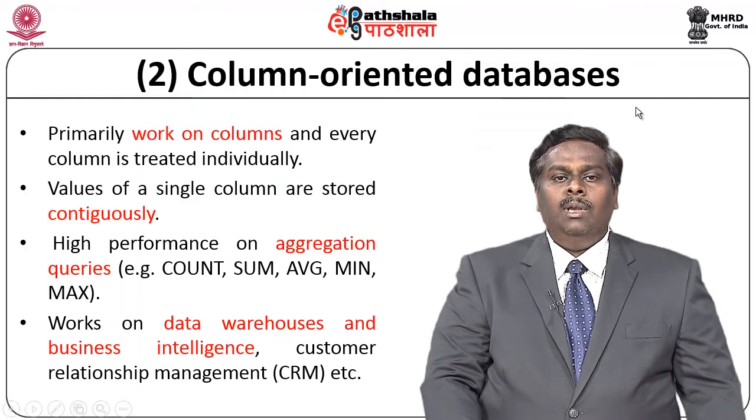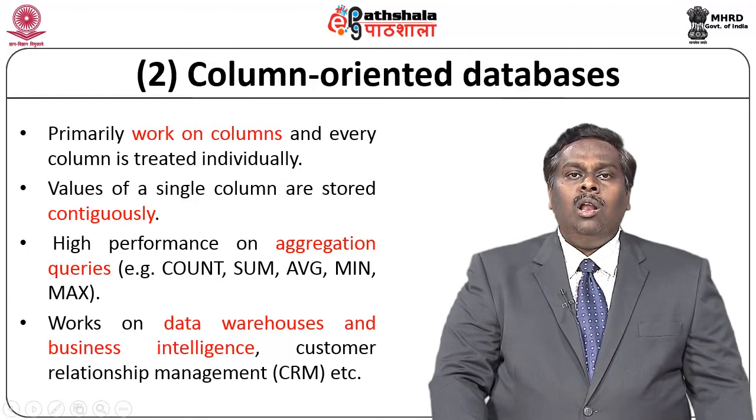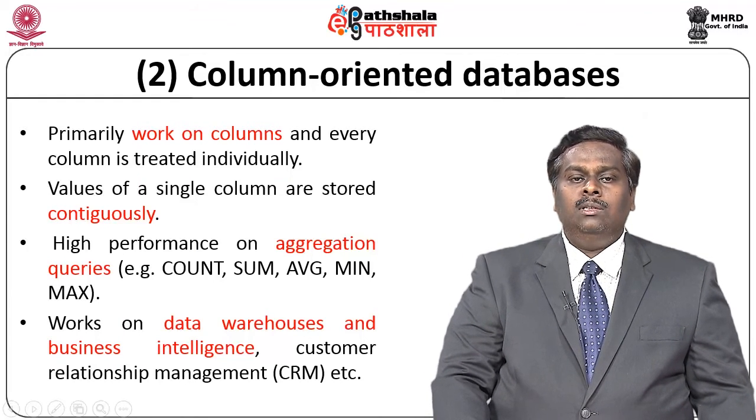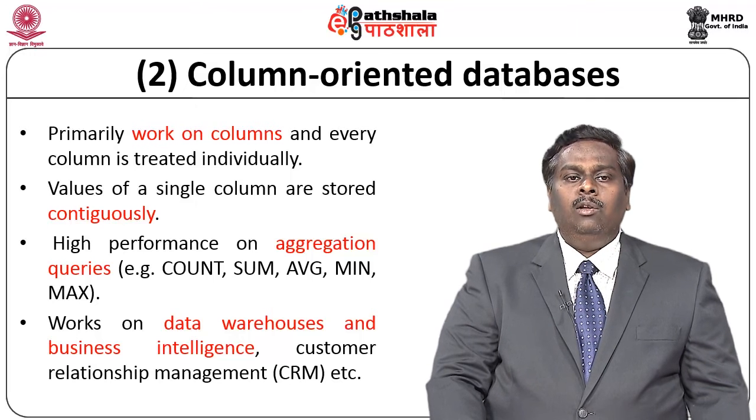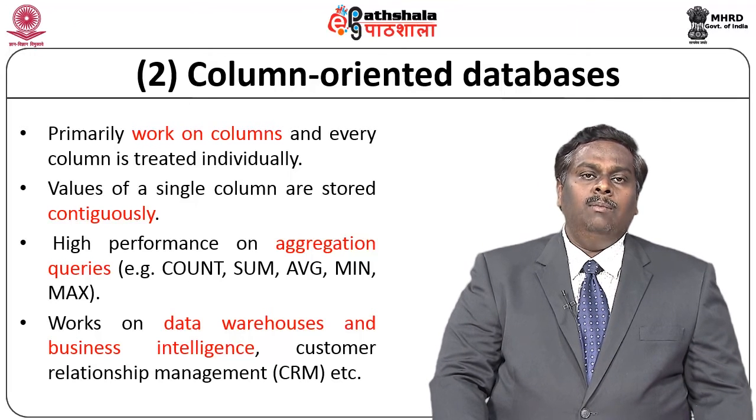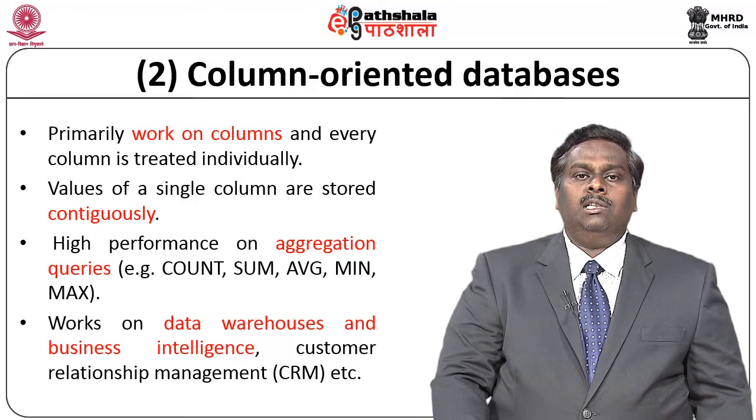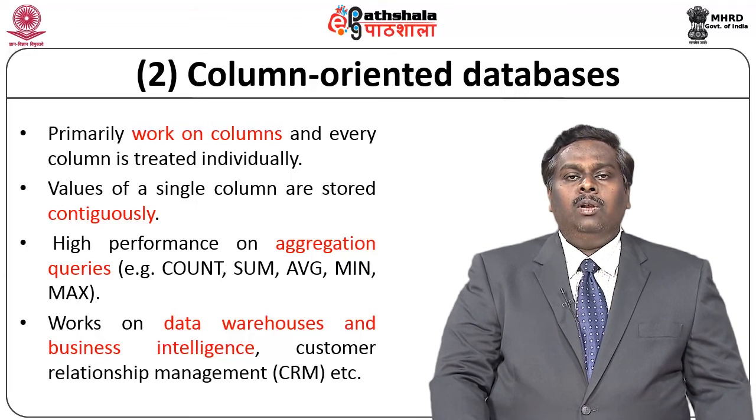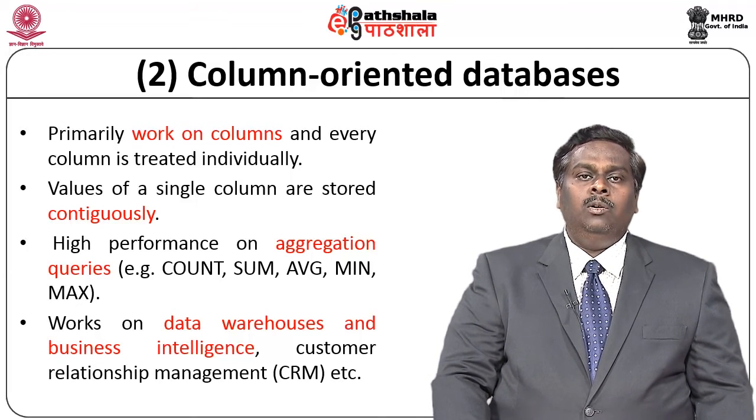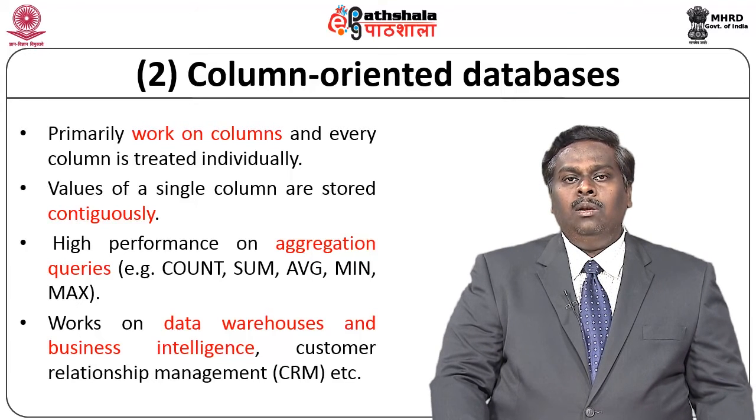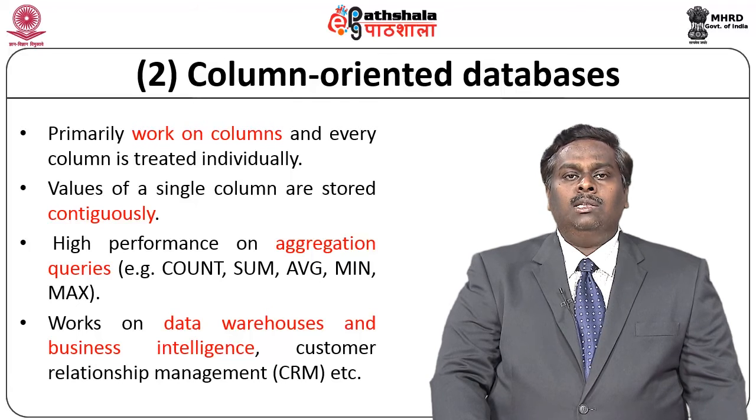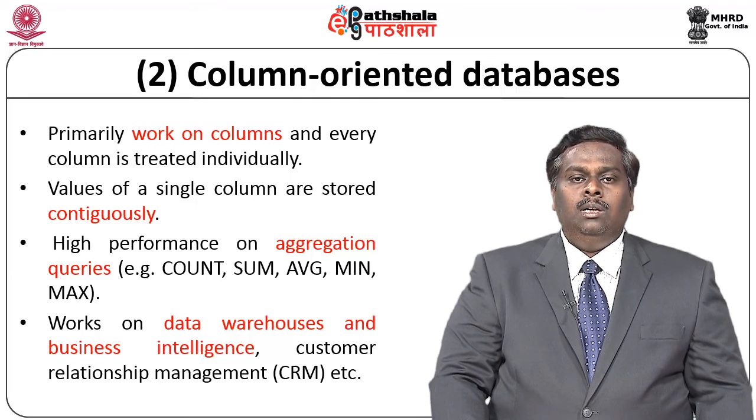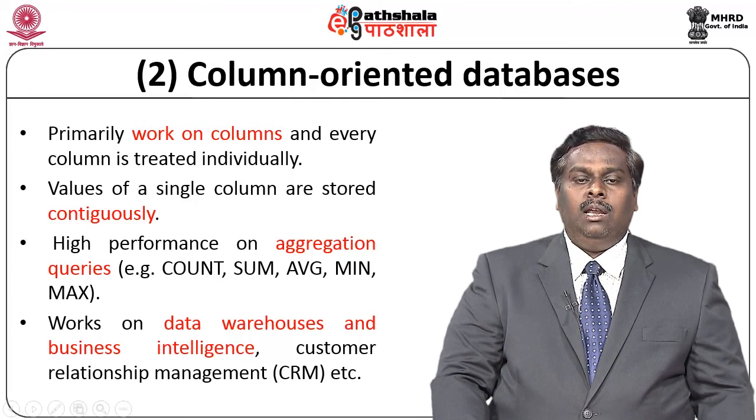The second type of database is column oriented databases. Column oriented databases primarily work on columns, and every column is treated to be individual, that is they are independent of each other. Values in a single column are stored contiguously, and this is very essential when you are trying to go for aggregation. So, for example, when you want to take the average, compute the sum, take the count, or identify the min or max type of aggregation functions, if you have the entire value stored in a single column and that too in a contiguous fashion, then it becomes easy for us to identify such aggregations.